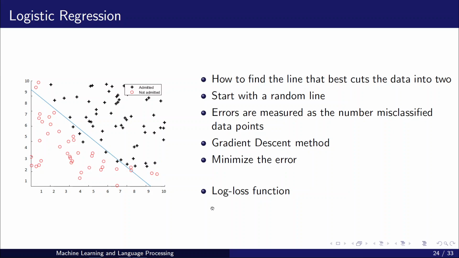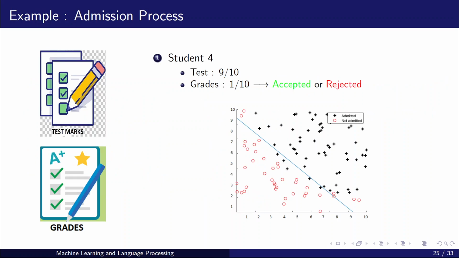So you will always try to minimize the error. Instead of the number of misclassified data points, we'll always use the log loss function. Log loss function in the sense that for correctly classified data points you will get a minimum value, and for misclassified data points you will get the log loss function as maximum. So that is what the log loss function is.